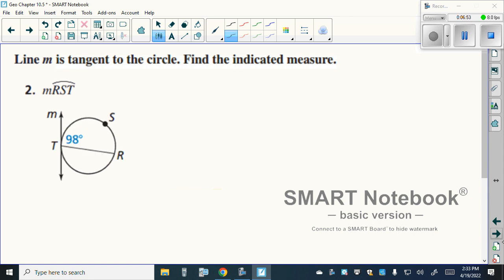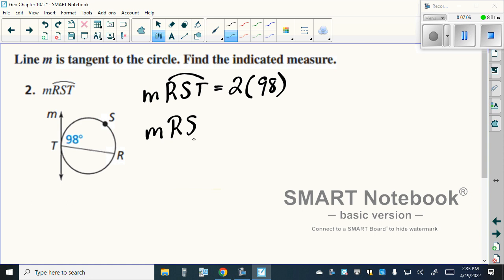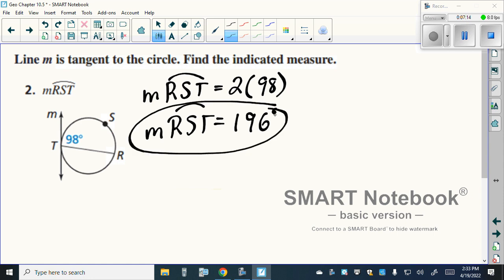I believe this is the last one of this type. We're going to find the measure of arc RST. What do we need to do? Multiply by 2. And if we multiply 98 by 2, we get what? 196, because 8 would turn into 16, so we would carry that 1. Questions on this here? We ready for the next thing?